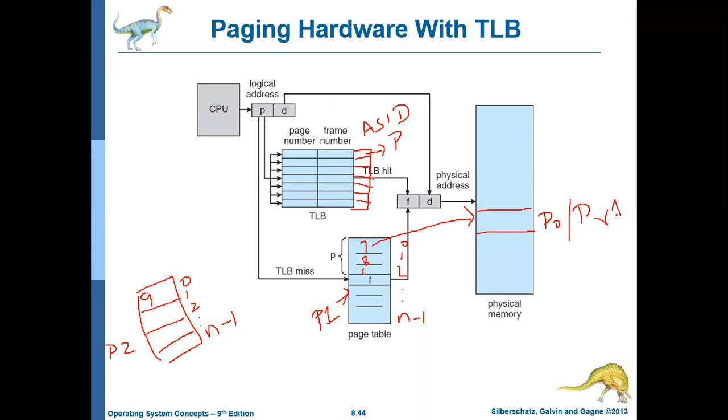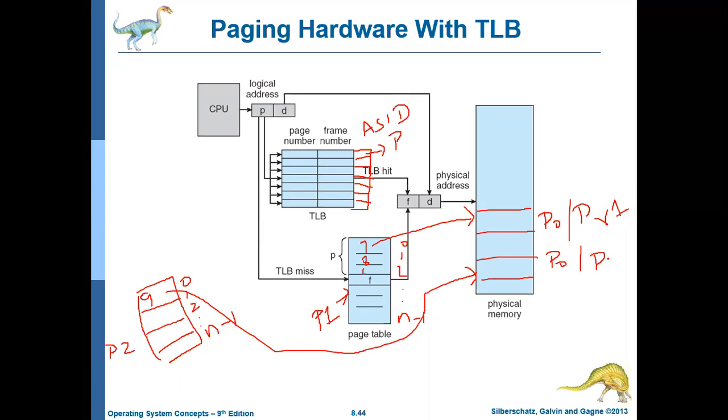Similarly, this is ninth. Page 0 of process 2 is referring to the ninth frame. So it means that this ninth frame is for page 0 of process 2.